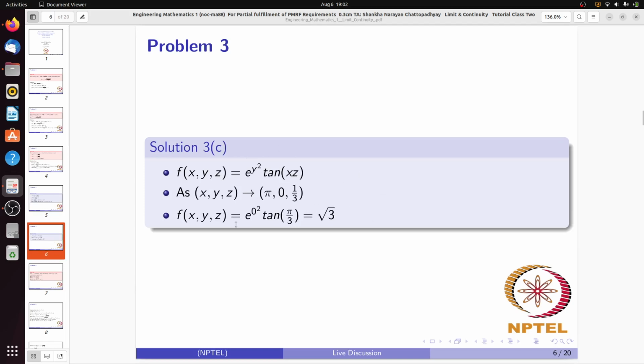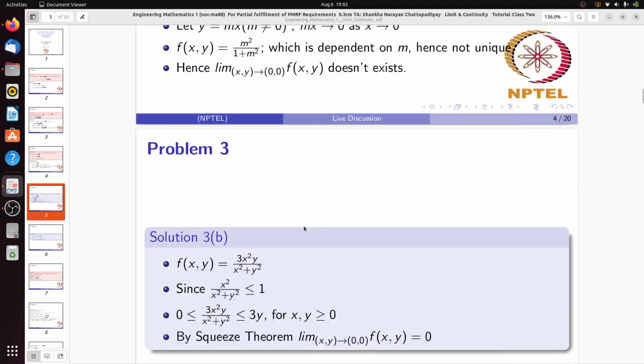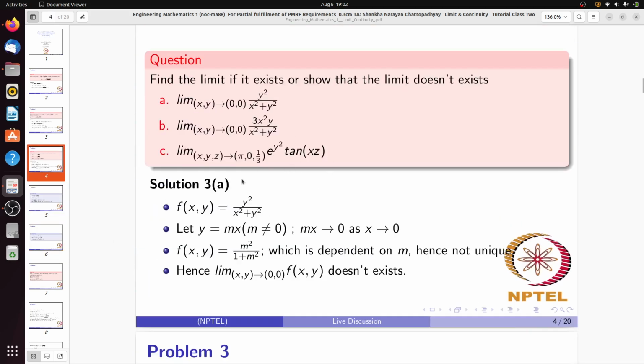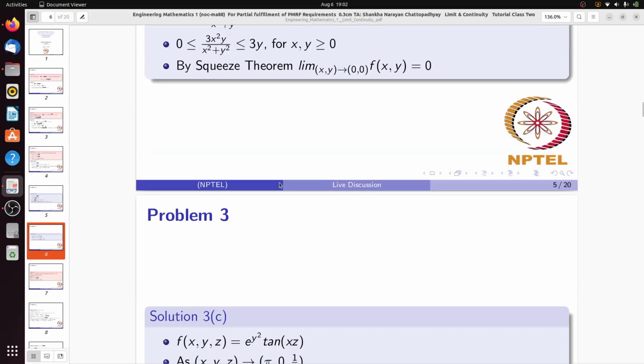So we have to put the point (pi, 0, 1/3), and we have to check whether this limit exists or not. It is a very nice function. It does not have any problem at (pi, 0, 1/3). So you can say that the limit of f(x,y,z) is actually tan(pi/3), which is equal to root 3.